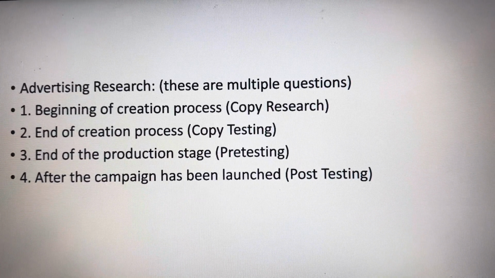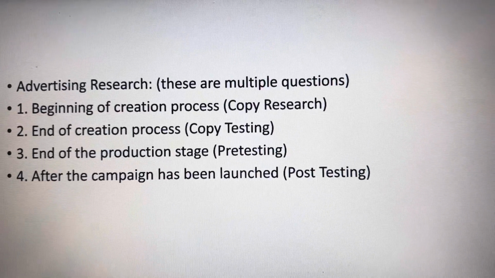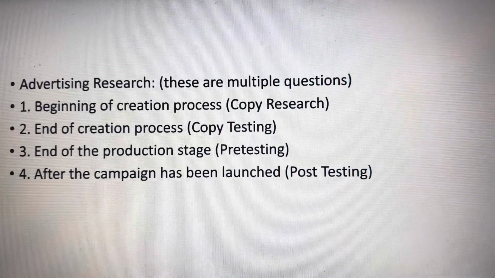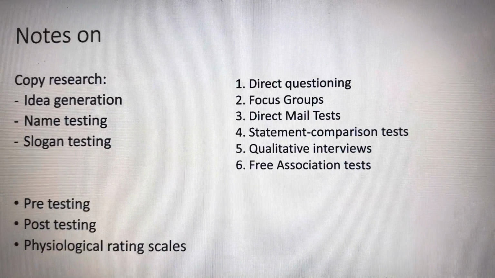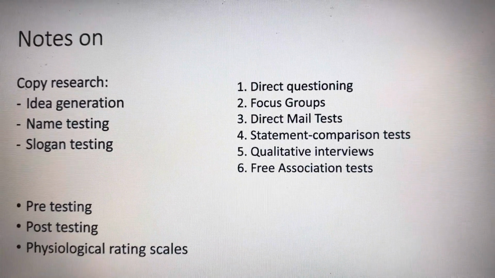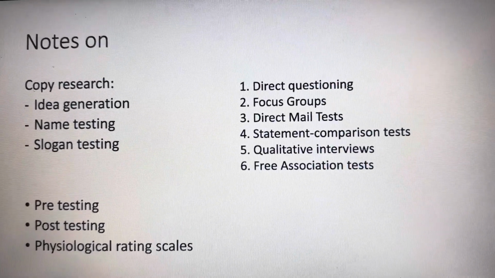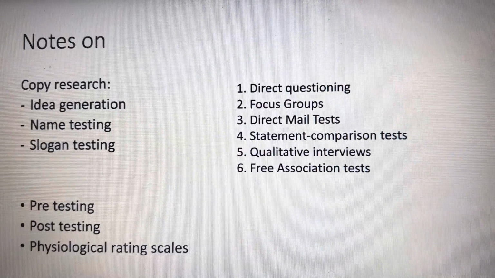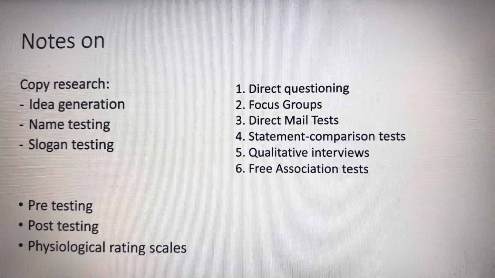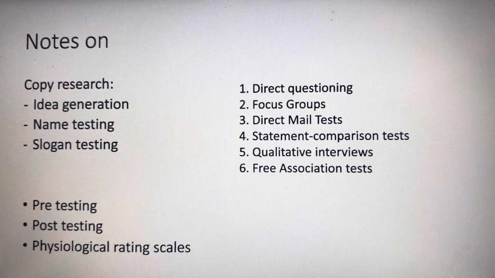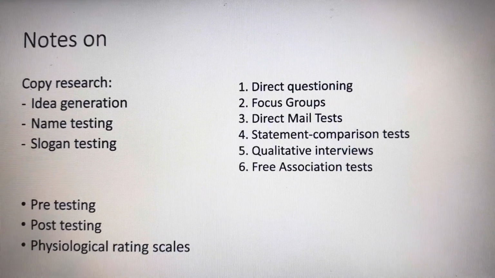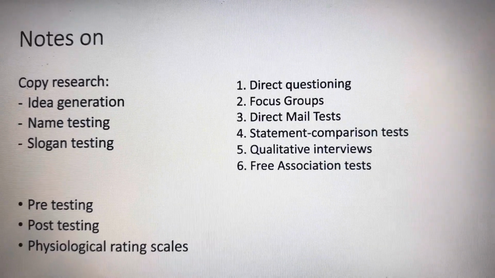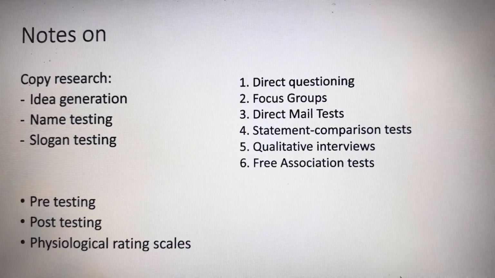So, how does a creation process begin? You study copy research, copy testing, pre-testing, post-testing. I've repeated pre-testing and post-testing here. Physiological rating scales also important. Under copy research, study idea generation, name testing, slogan testing. These are done through direct questioning, focus groups, direct mail tests, statement comparison tests, qualitative interviews, and free association tests.